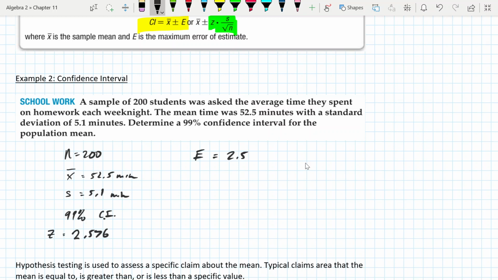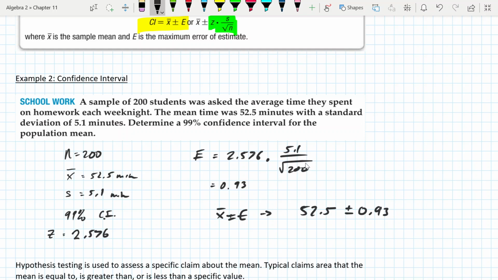Anyways, so what we're going to do is let's first find our maximum error of estimate, and we'll take our z-score 2.576 times the standard deviation 5.1 over the square root of the sample size. And what do we get from that? We get 0.93. So that's our maximum error of estimate, which means our x bar plus or minus the maximum error of estimate should give us 52.5 plus or minus 0.93.